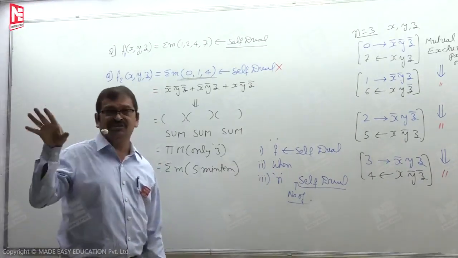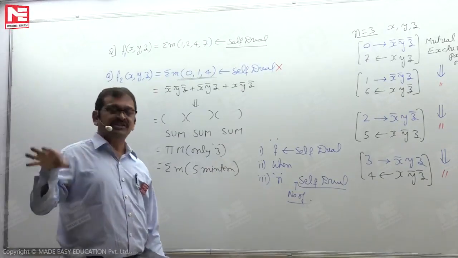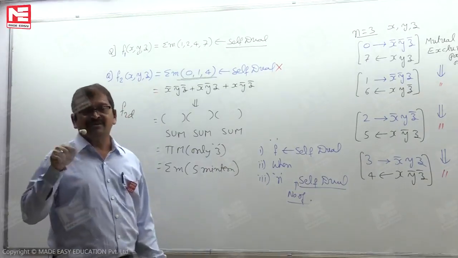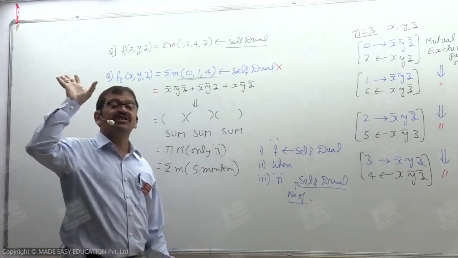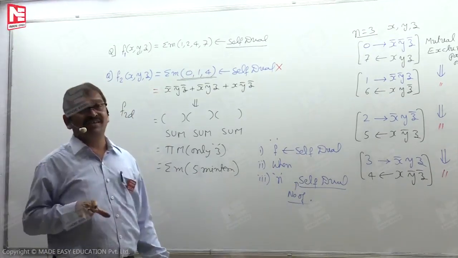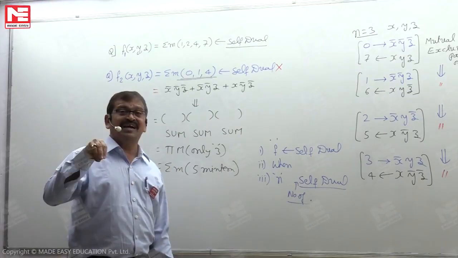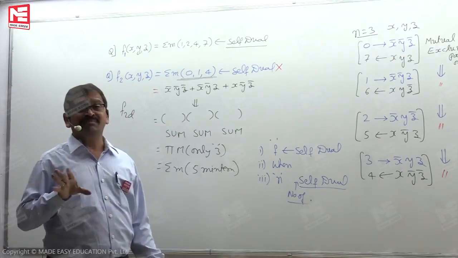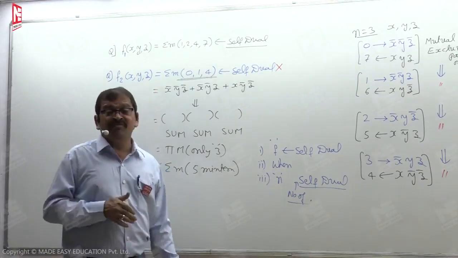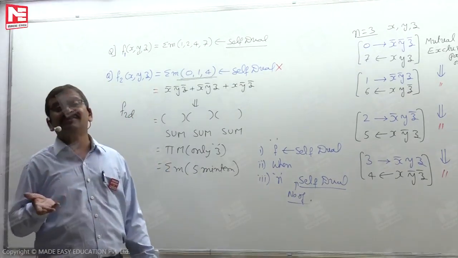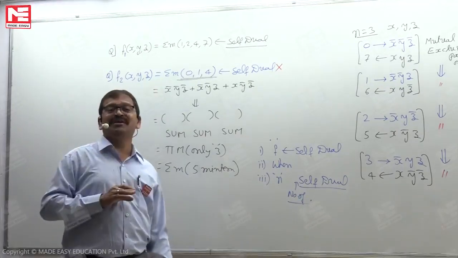We are not saying it is a self-dual. We are not talking about that. We are having a possibility at that time. The function may be a self-dual function as and when the given function is having 4 combinations as the min terms on the 3 variable case. On the 3 variable case, 4 combinations of the min terms means half of the combinations are the min terms.